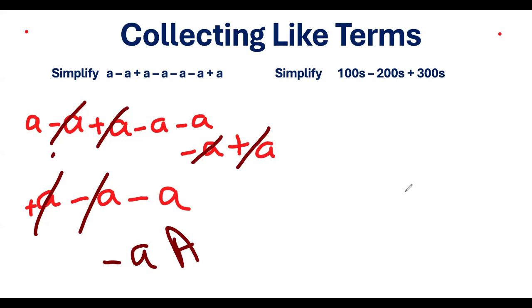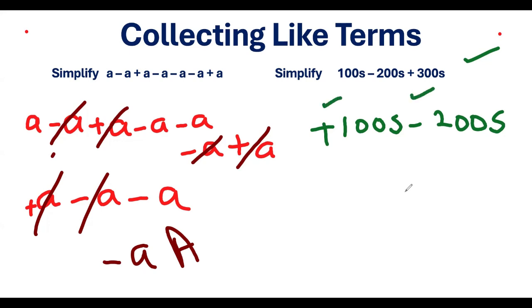Next question is this one: 100s minus 200s plus 300s. They all are like terms because one variable s is throughout. You can add them, you can subtract them. Let's start. 100s minus 200s, these are the first two terms. You have to subtract them. Why? Because one integer is plus, another integer is minus.